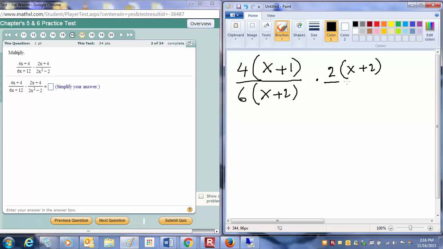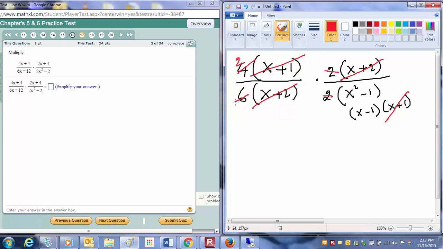Here we have 2 as common factor, but here we have a difference of 2 squares. We have to be careful here. X squared minus 1, this can also be factored to x minus 1, x plus 1. So always the difference of 2 squares, you're going to do 1 minus, 1 plus. And let's simplify. This x plus 1 cancels with this x plus 1. This x plus 2 cancels with this x plus 2. Now this 2 cancels with this 2. And divide this 4 by 2, you get 2. Divide 6 by 2, you get 3.